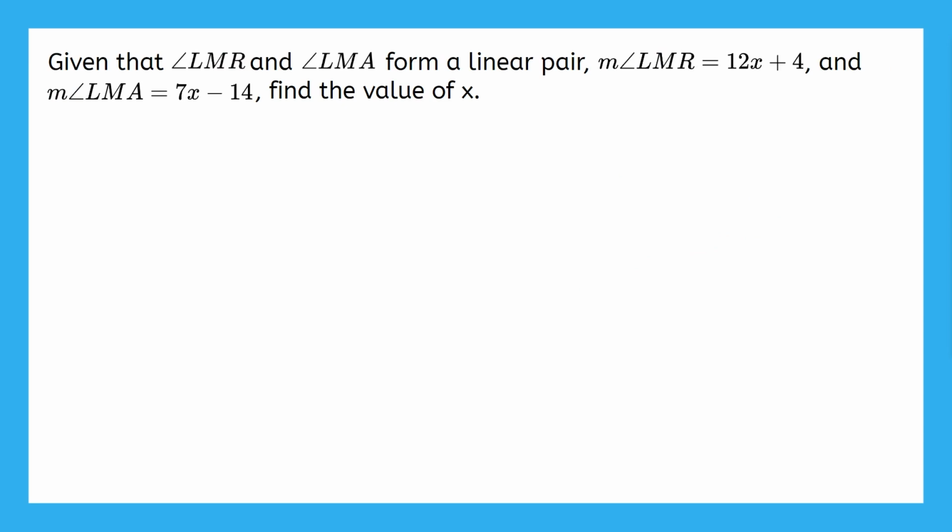Our second example says that angle LMR and angle LMA form a linear pair. The measure of angle LMR is 12x plus 4, and the measure of angle LMA is 7x minus 14. Find the value of x. Okay, so it's not exactly like the problem we just did, but you have the knowledge to figure this out. Start by drawing a picture and see how far you can get on your own, and then I'll check in with you.